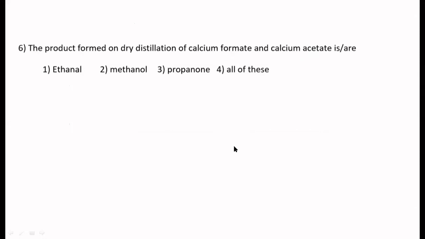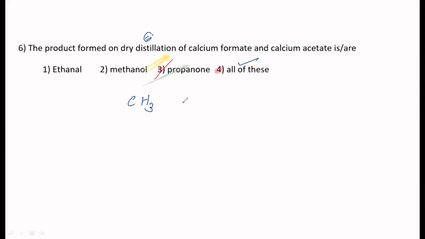The product formed on dry distillation of calcium formate and calcium acetate is. This is another method which you don't have in the board exam, but it is generally asked in the competitive examination. It was there before, but now it is not there. I don't see that reaction. So basically what happens here is, anybody knows? Calcium formate, propanone. Any other answer? Yeah, propanone. Just see that. Supposing you take this calcium salt of this, CH3, okay. In fact, all of these you will get.